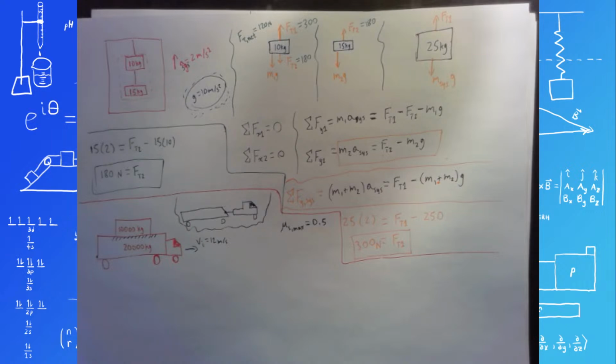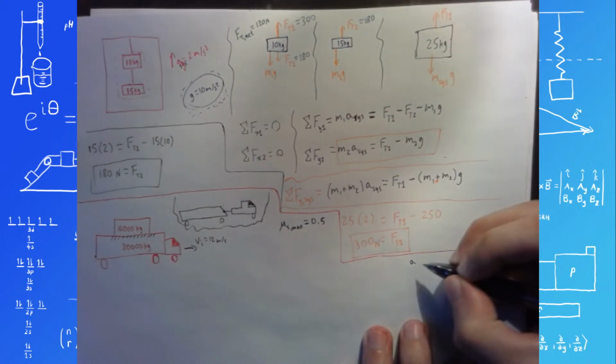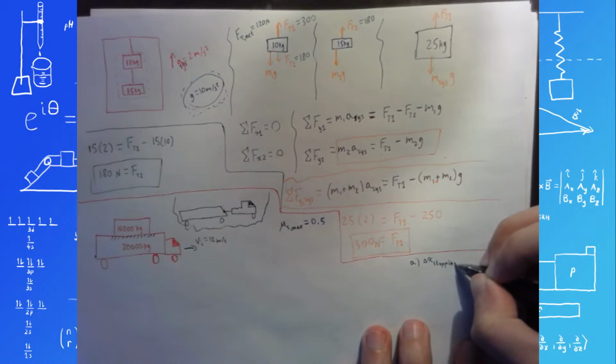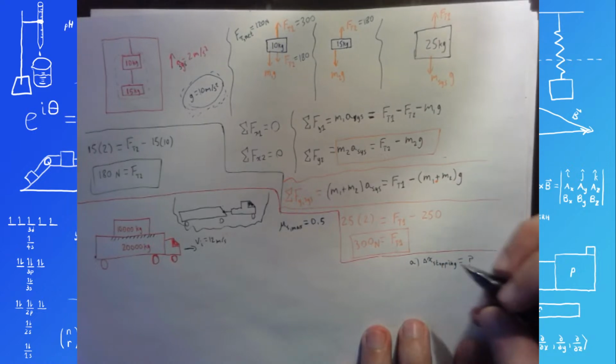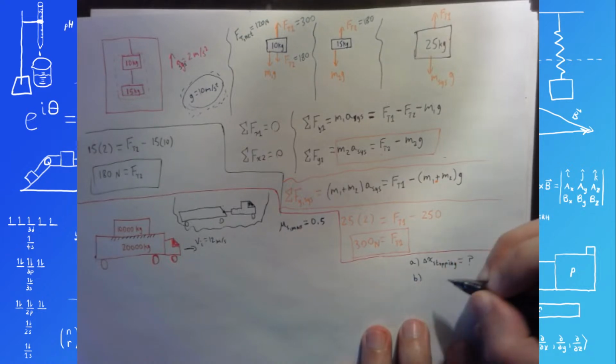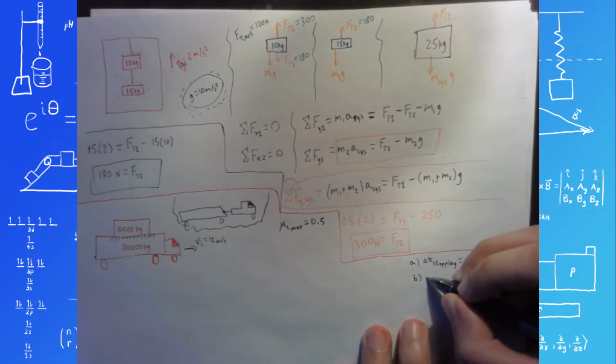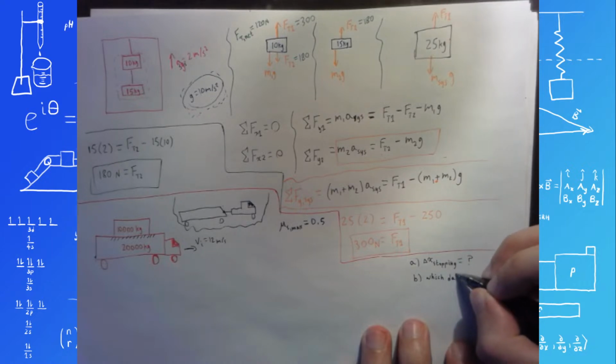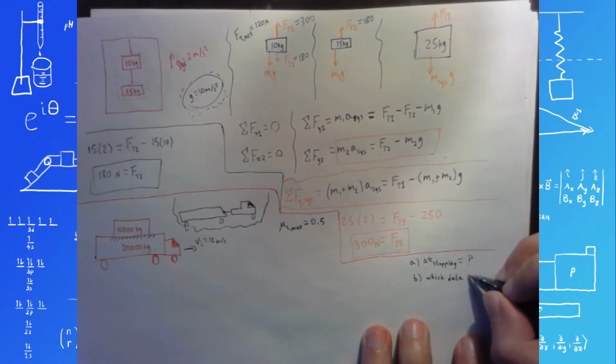Calculate the minimum stopping distance for which the load will not slide forward relative to the truck, and then is there any piece of data unnecessary for the solution? Those are the two questions. So A, delta x stopping, and then part B, which data, if any, is unnecessary.